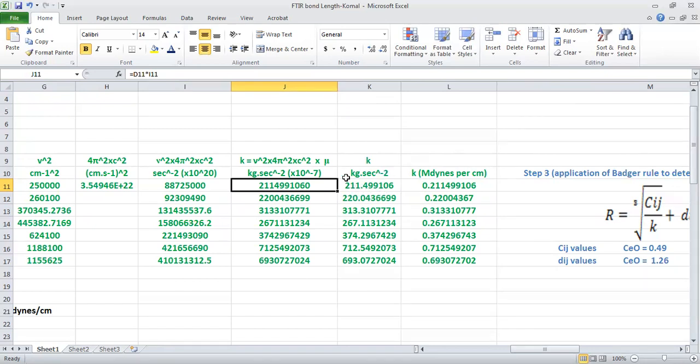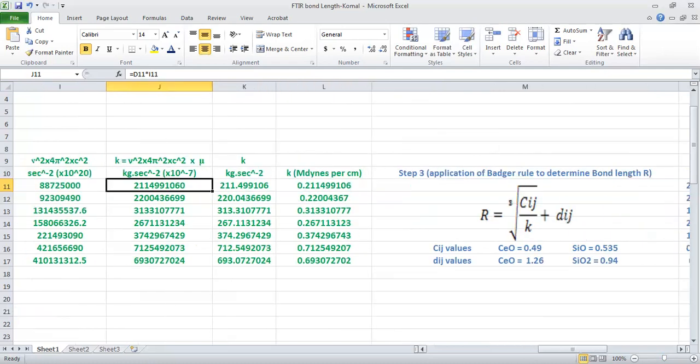Whatever is over here, the unit is in kilogram per second square, and with the conversion factor 0.001, you have to multiply to convert this unit into megadynes per centimeter, and you will get the unit of the force constant in megadynes per centimeter. So you have done almost all the calculation.